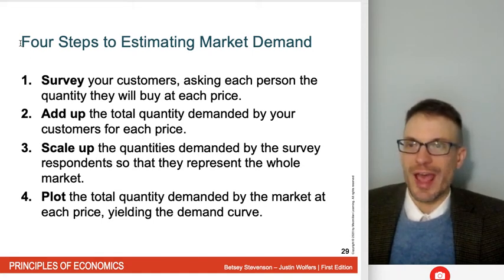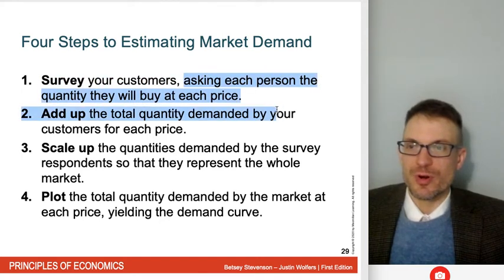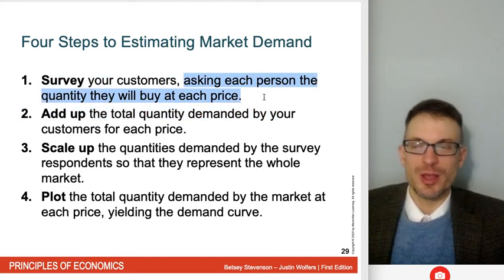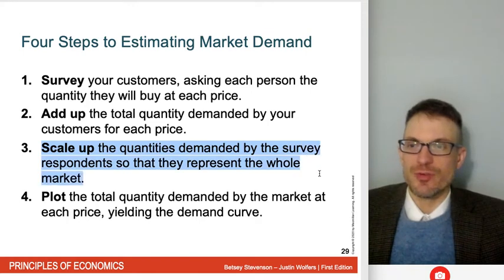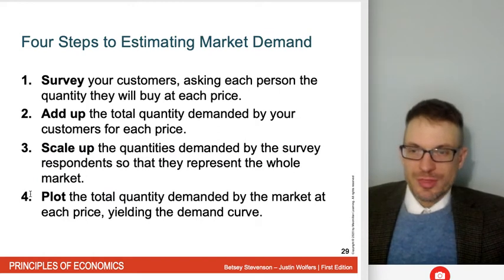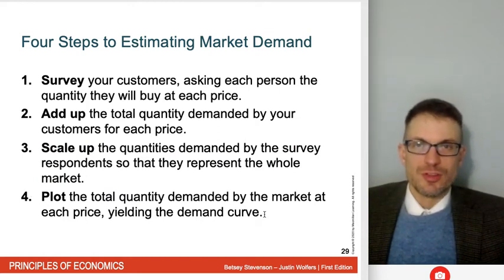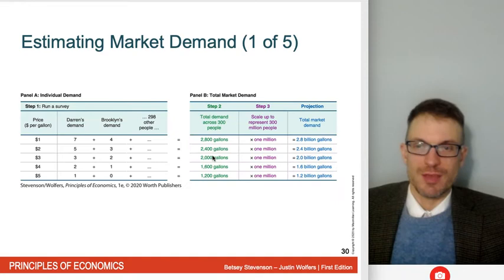So here's how you could estimate market demand. First, survey customers. Ask each person the quantity they'd buy at each price. Then add up the total quantity demanded by your customers for each price. Then scale up the quantity demanded by the survey respondents, so they represent the whole market. And then plot the total quantity demanded by the market at each price, which gives rise to our demand curve. Basically, we're just going to aggregate up so we get the market quantity demanded at a given price.